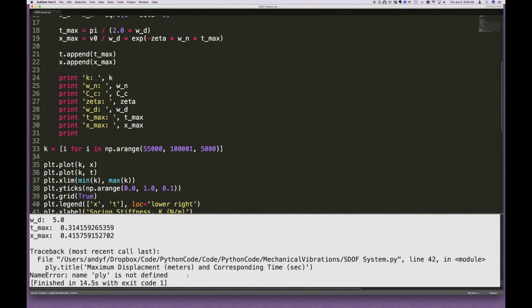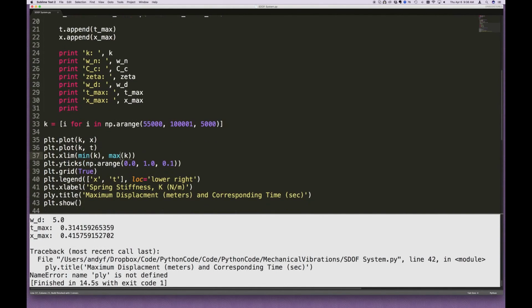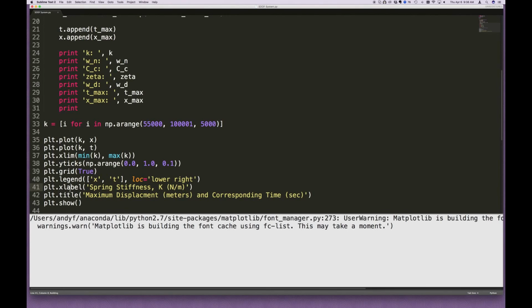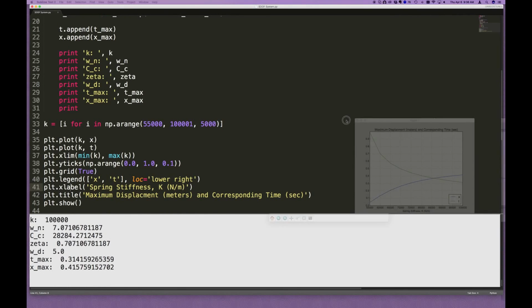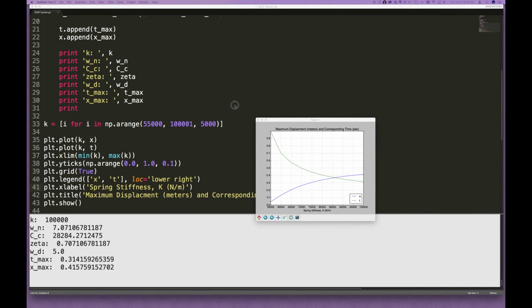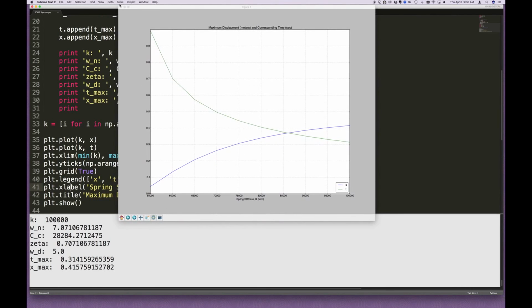Something's not quite set right. Oh, I've got a typo somewhere. I used PLY down here on line 42. That should be a PLT. Sorry about that, not a PLY. But debugging is part of the process. All right, and there we go. Now we've got this code. Let me move this onto the screen, and here is our pretty looking chart.